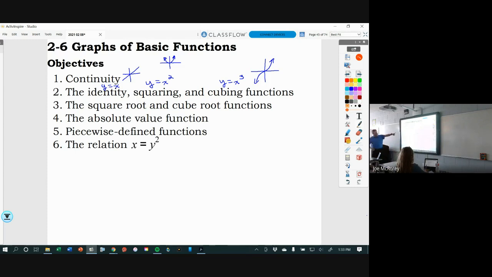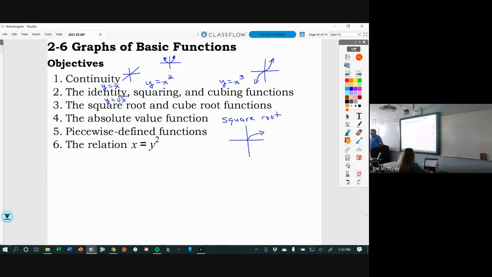The square root function, that would be y equals the square root of x. What's that one look like? Yes, the square root is the one that looks like that.